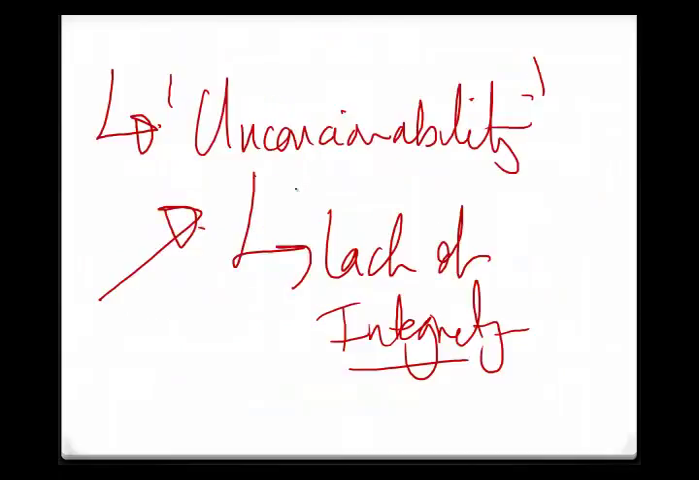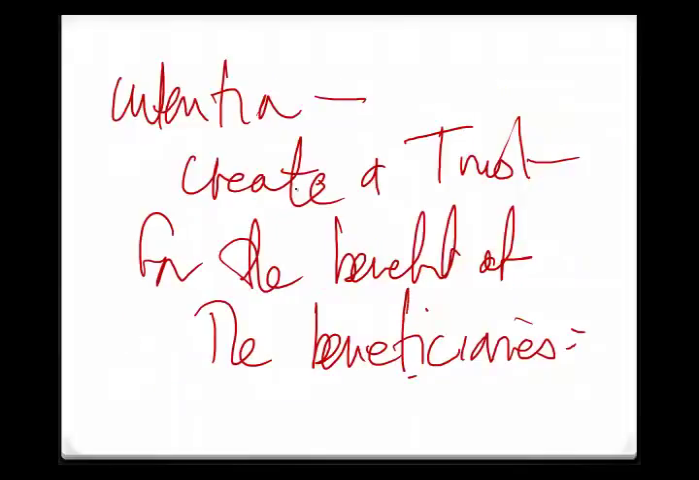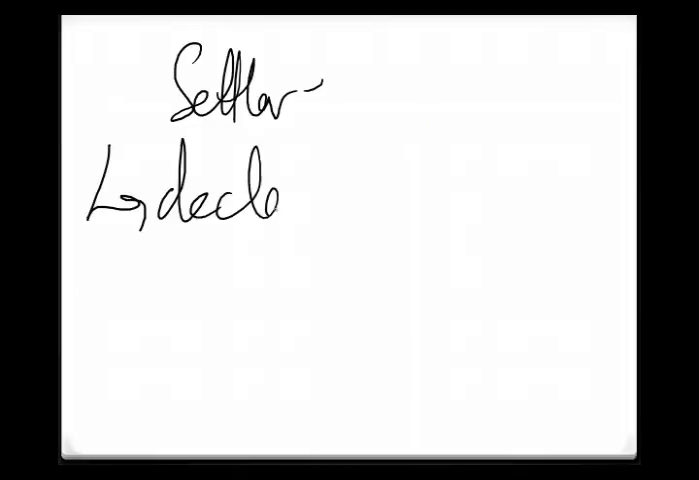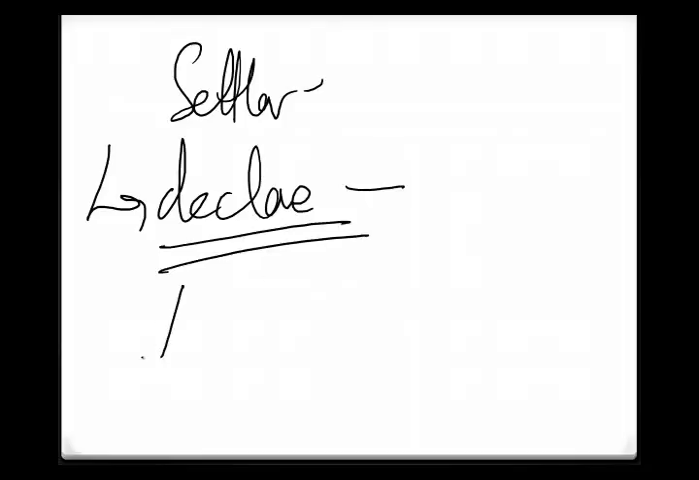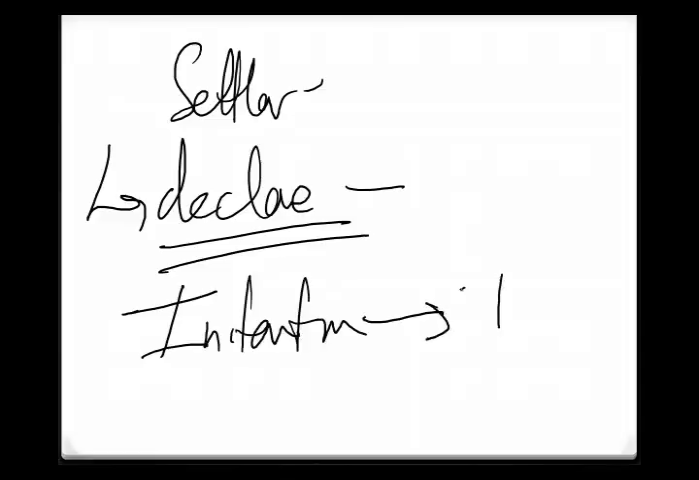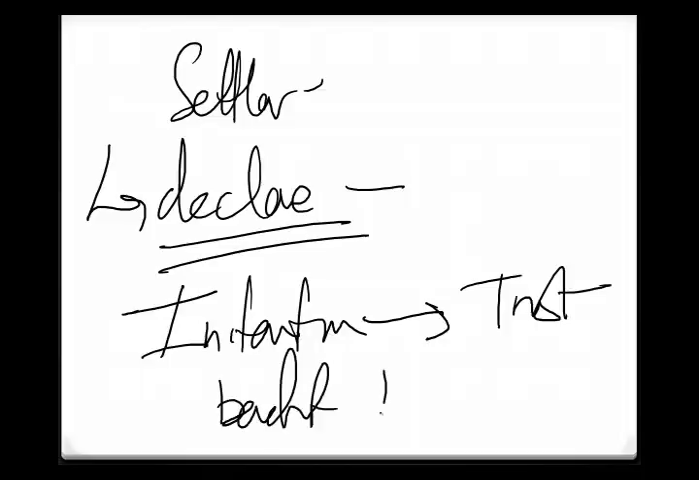So getting back now to certainty of intention, so we can move on. If you're a settlor, when you declare, make sure you state it so that no one can argue with you. You have an intention, and that's to create a trust, and you're creating a trust to benefit the beneficiaries.